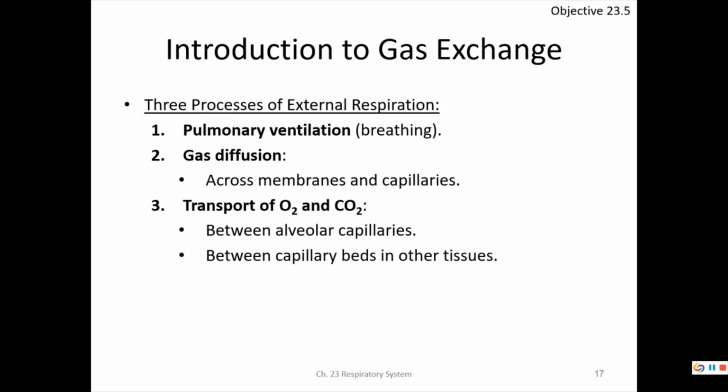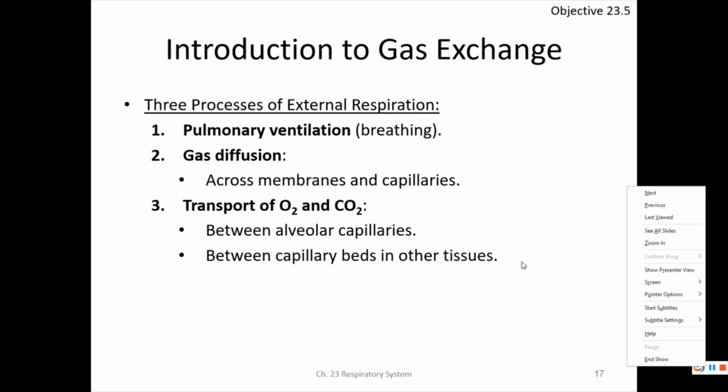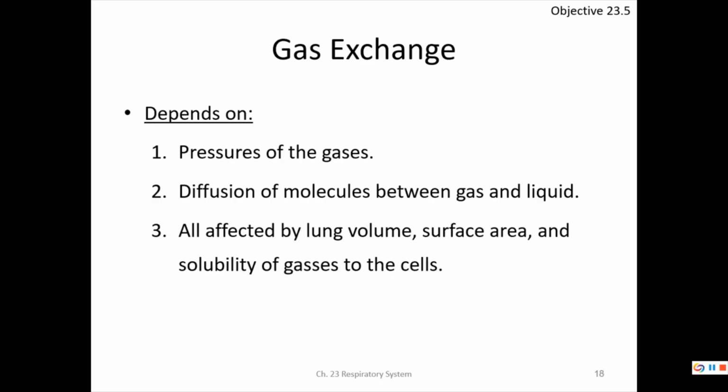So we're going to discuss each one of these as kind of separate things. So what I want to do is start off with gas exchange. Now, there's a few things that gas exchange depends on. Pressure of gases. This could be everything from the current atmospheric pressure where you live, your elevation, things like that.